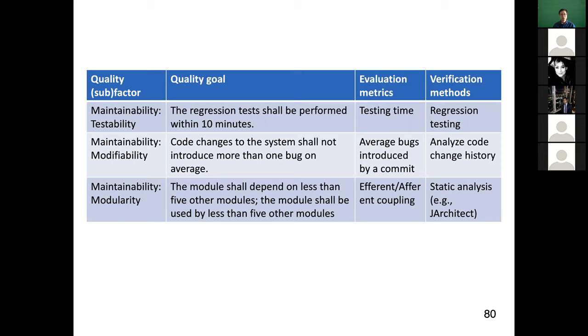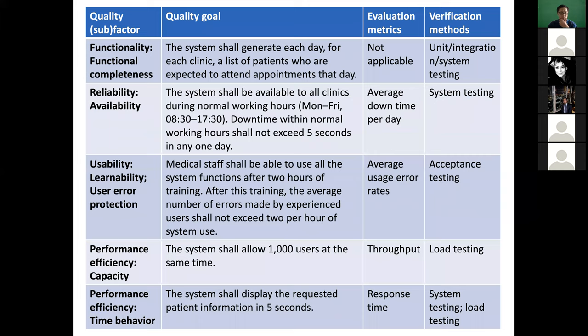Do you have any questions regarding this part? Yes. Okay. There's a question: why don't we use fault tolerance as a sub-factor for the quality goal? For which quality factor? I mean, for which quality goal? As you know, here we have different quality sub-factors, including testability, modifiability, modularity. So he's concerned about reliability, with fault tolerance as a sub-factor.